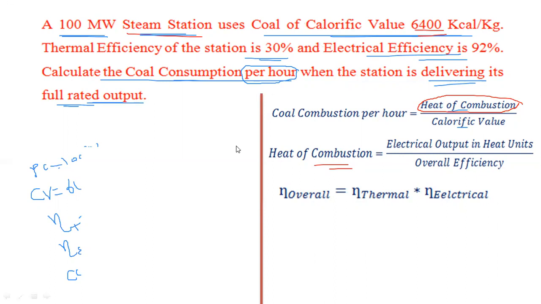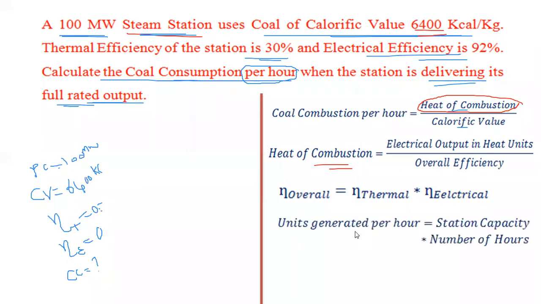We want to find out the overall efficiency. The overall efficiency means thermal efficiency into boiler efficiency. And we already know the units generated per hour, that is station capacity into number of hours. By using this formula, we can simplify this problem.